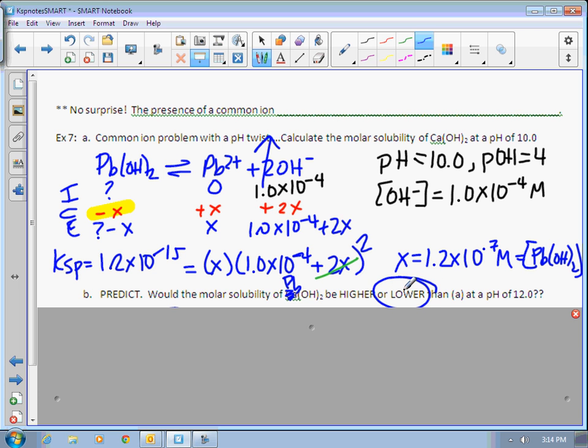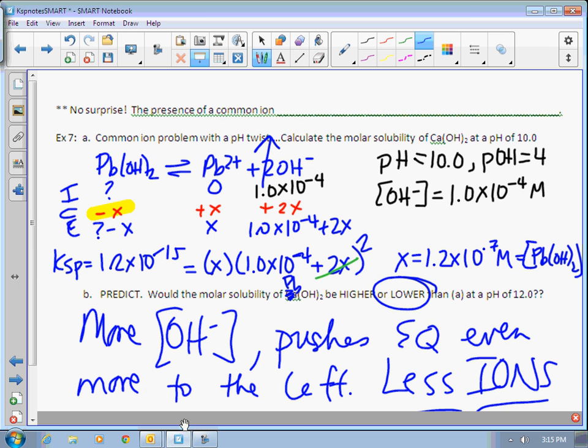All right, well, I kind of gave you the answer on this one too. What if you're at a pH of 12? A pH of 12 implies more hydroxide. So that means this arrow is going to get even bigger, so it's going to shift the equilibrium even more to the left side. So that would imply that the solubility would be even less.